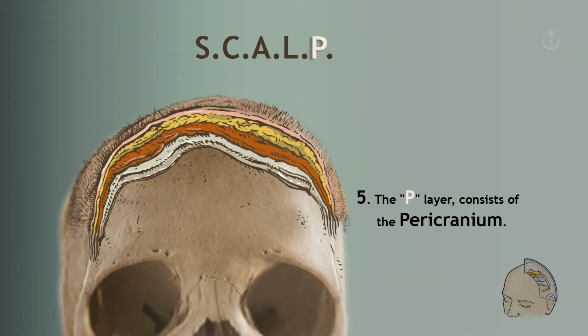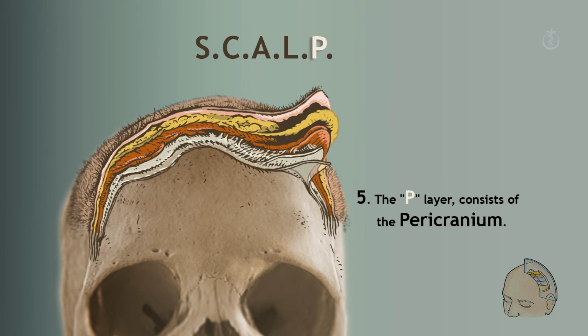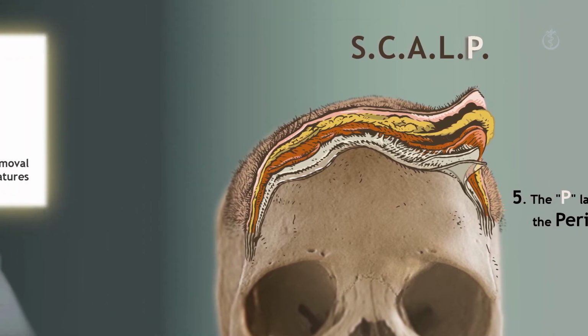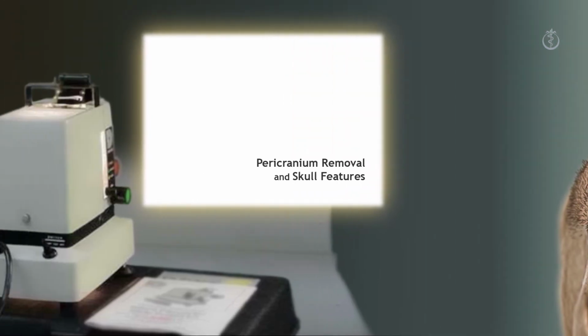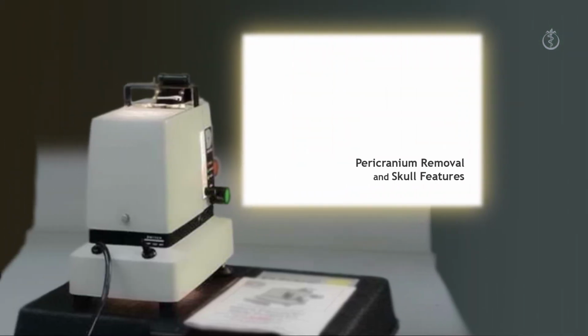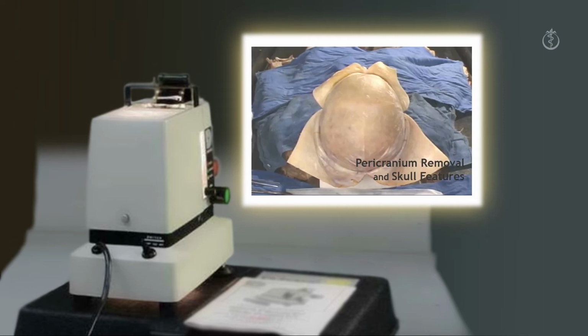Layer 5, the P layer, consists of the pericranium. This is the periosteum of the outer surface of the skull bones. The pericranium forms a distinct tissue layer across the roof of the skull. In dissection, it can be easily peeled off to reveal underlying bony features, as shown in the following video clip.